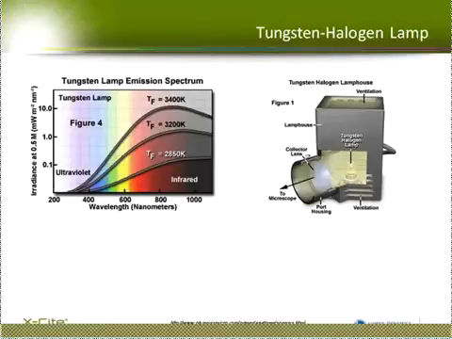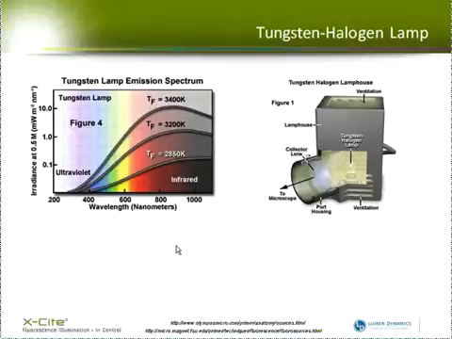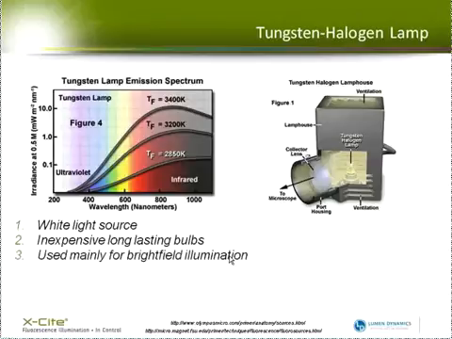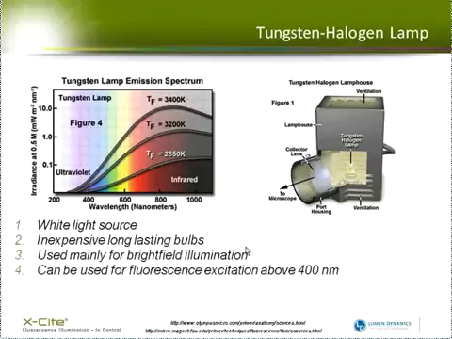So for each light source, I'm going to show you some of the pros and cons. So this is a white light source. It offers light across the visible spectrum. It's very inexpensive, and the bulbs last a very long time. As I said, it's mostly for bright field illumination, but you can use it for fluorescence excitation. And I'll mention it again a bit later, but it's very good for live cell microscopy because you don't have any light in the ultraviolet, and the intensity of the light is relatively low.